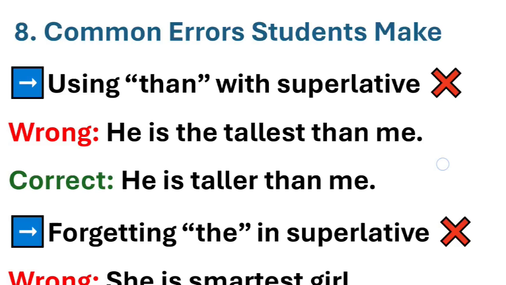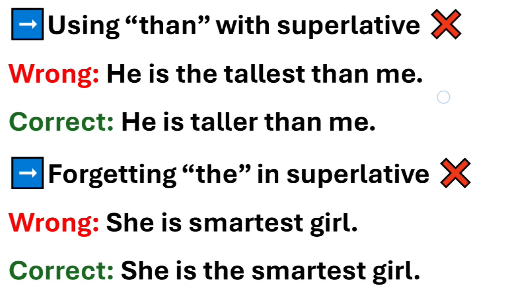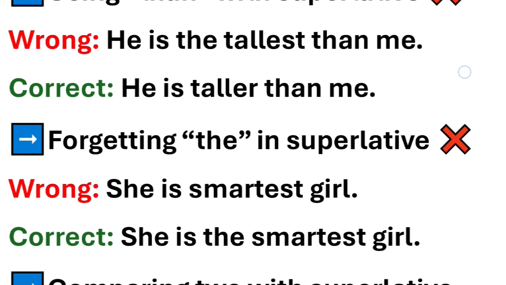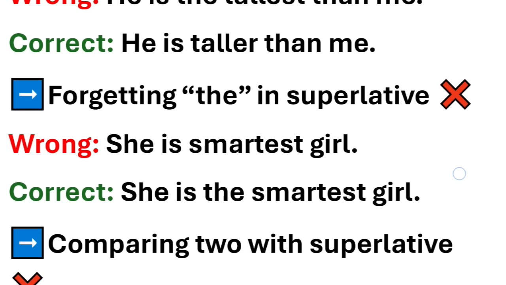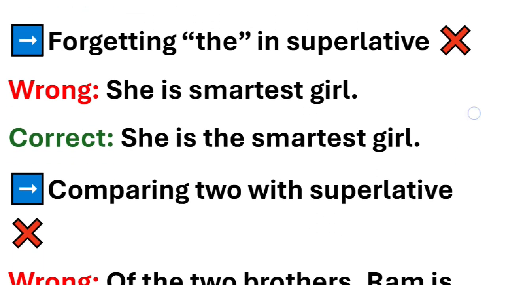Now forgetting the in superlative. This is also a wrong thing. You don't have to forget the, always use it. So wrong will be saying she's smartest girl without the. No, that will be wrong. Correct will be saying instead she is the smartest girl. The and EST.